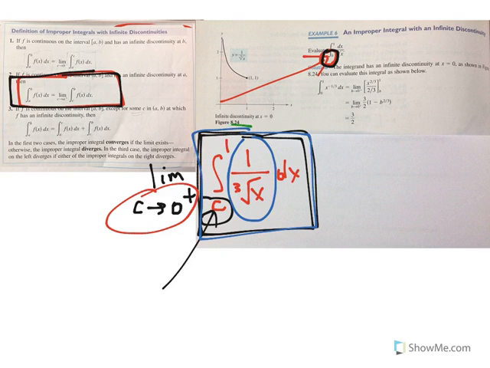And then you can evaluate this definite integral using the fundamental theorem of calculus. Once you get your answer, take the limit as b approaches 0 from the right. You get a limit, so the limit exists, and if the limit exists, we say the improper integral converges.